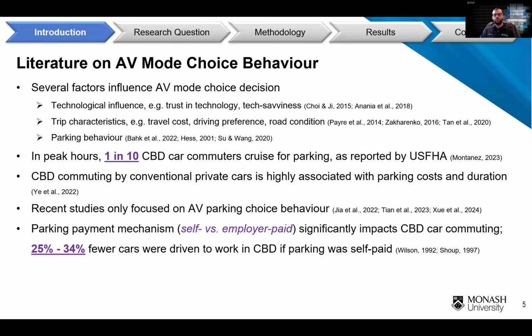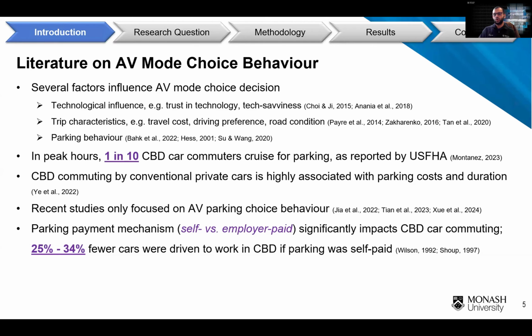Now, CBD commuting by conventional private car is highly associated with the parking cost. And research has already proven that if parking is paid by the commuters themselves, then 25 to 34% fewer cars would be driven to work in the CBD or downtown. So the current literature shows that parking has a significant impact on travelers' mode choice behavior.